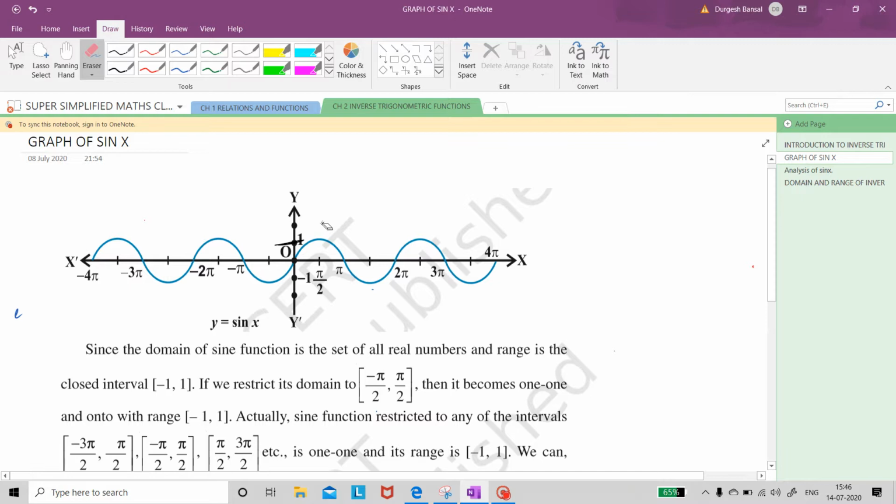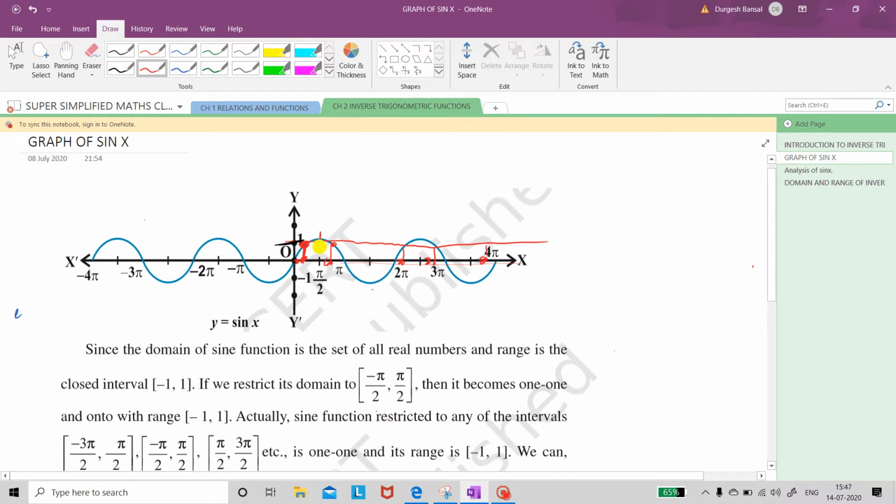If I take, say, this point on the curve, this value of y is assumed at this point, at this point, and at so many points of the x-axis. If it were not attained at so many points, the function would become 1-1. If I could get this value of y only at one value of x, not more than one, then the function would become 1-1.